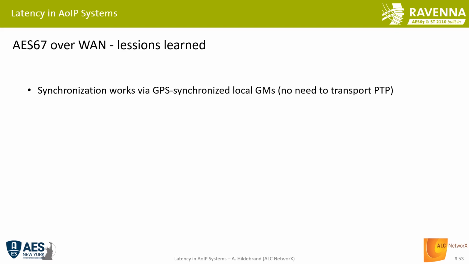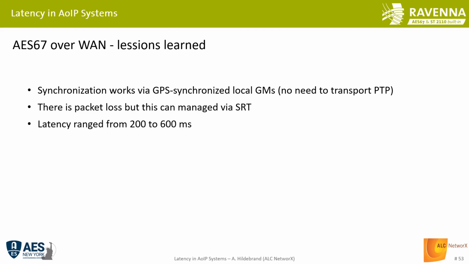So here's the summary of that: synchronization via GPS on local sites. There is packet loss, but that's managed by SRT. So if we have a packet loss through the Amazon cloud, it can be resent, and SRT is making sure that all the packets are nicely arranged on the other side of things. And the resulting end-to-end latency is somewhere between 200 to 600 milliseconds, depending on various factors, of course.